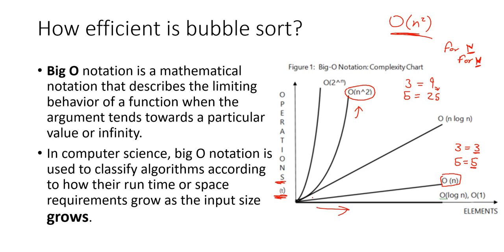This is going up in a polynomial form. So we need to be careful when using bubble sort because it's not the greatest type of algorithm as our number of items increases.